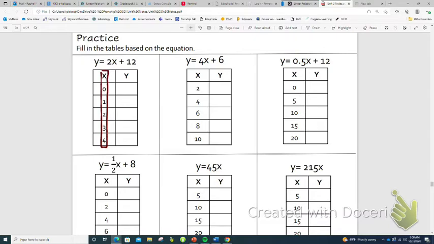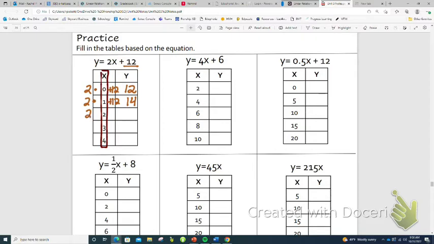So what we're going to do first is multiply those by 2. 2 times 0 is 0, and then add the 12. Plus 12 is 12. Do it again for 1. 2 times 1 is 2, plus 12 is 14.